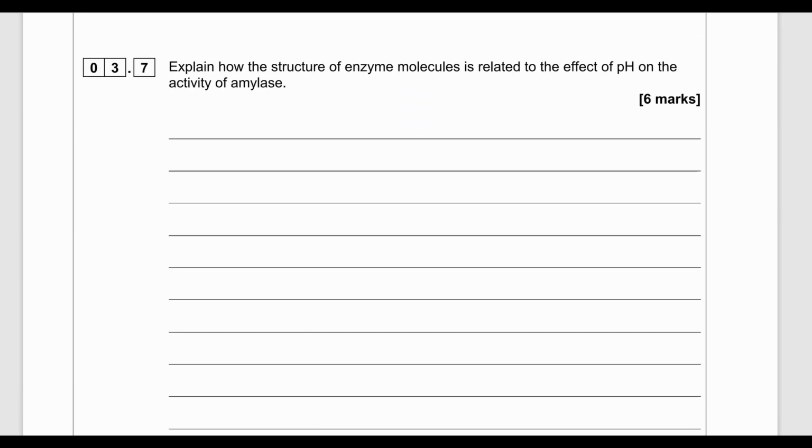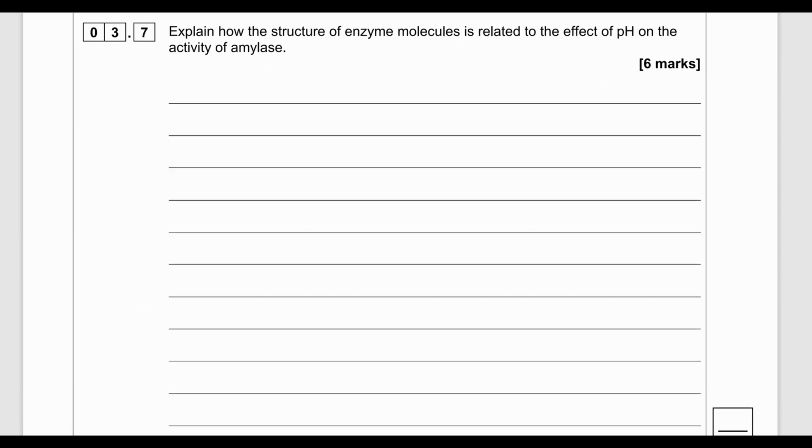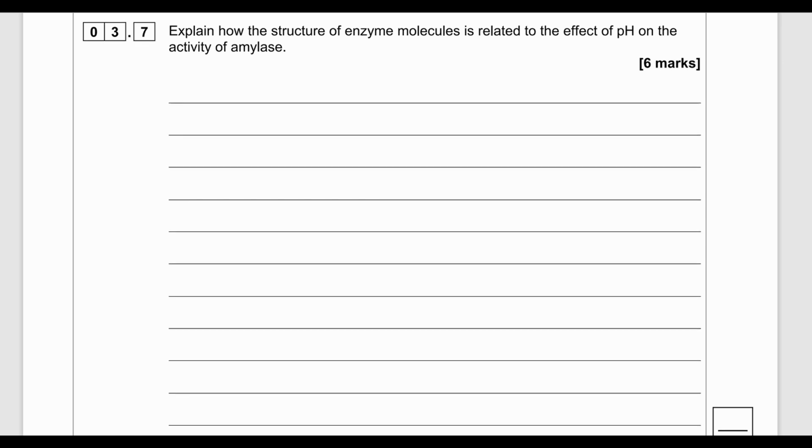3.7. Explain how the structure of enzyme molecules is related to the effect of pH on the activity of amylase. 6 marks. So this can be a tricky question because we need to talk about the enzyme structure itself and how that changes depending on the pH.